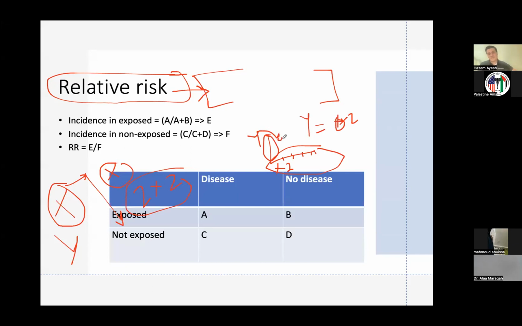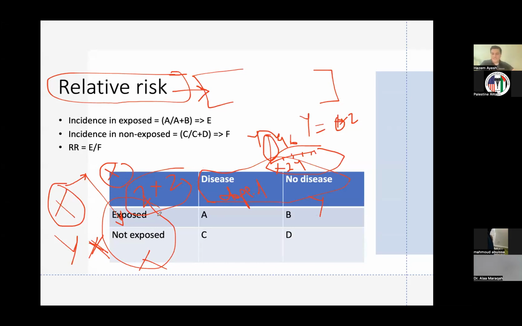So if the X is 2, the Y is 4. If the X is 4, the Y is 6. So always the Y is the dependent variable. Always remember this: this is the X, the independent variable, and this is the Y, the dependent variable. So X is the exposure, Y is the outcome. That's it. And look here.